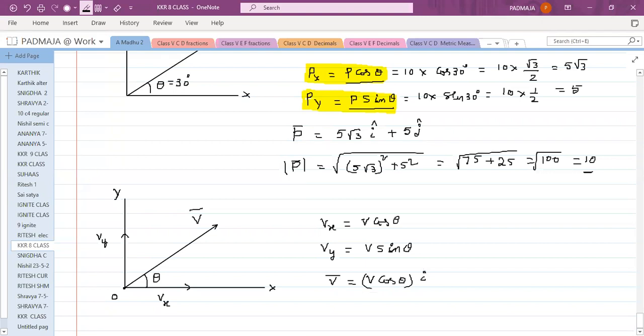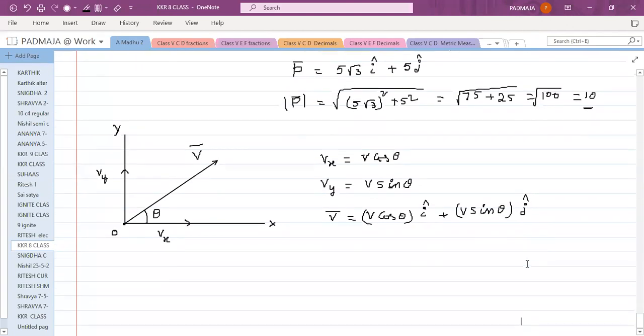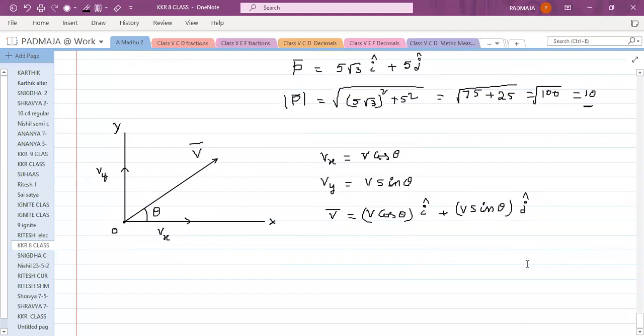The unit vector along x direction is i cap, and the unit vector along y direction is j cap. So the vector notation of that velocity vector is v cos theta i cap plus v sin theta j cap. This is the vector notation of the velocity vector.